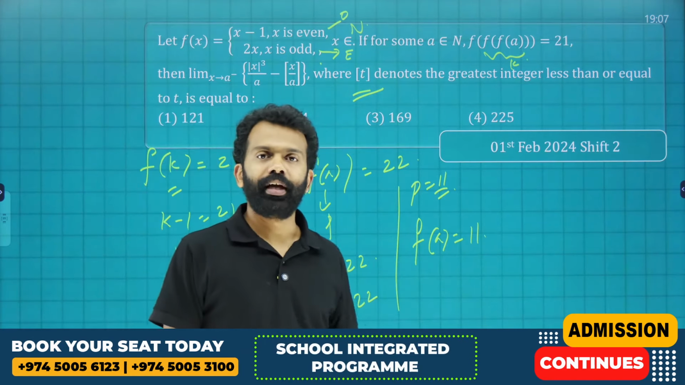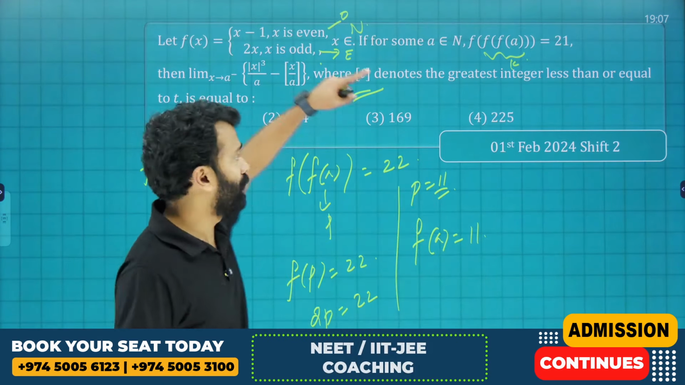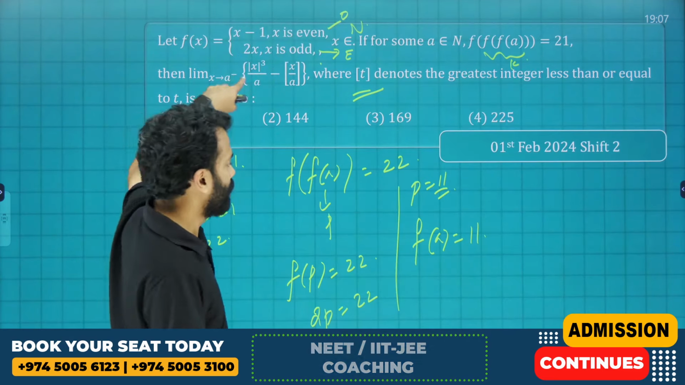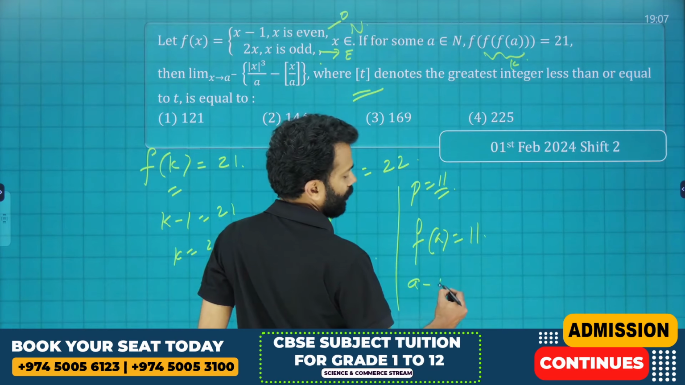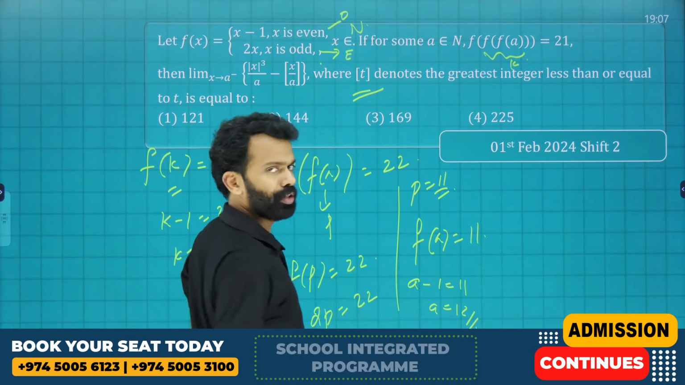If f of a is equal to 11, again the output is an odd number. If the output is an odd number, which character is the function exhibiting? This one, right? Only then will you get an odd number. That is f of x is equal to x minus 1. Therefore, f of a is equal to a minus 1, which is equal to 11. Therefore, a is equal to 12. Done, understood. That's all.